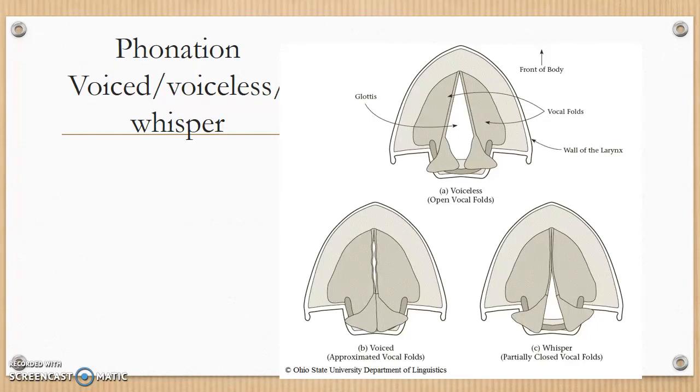So when we talk about consonant sounds in English, we're always going to note if it's voiceless, if your vocal folds are open, or if it's voiced, if your vocal folds are closed and they're vibrating. Vowels are always voiced. Any vowel you come across is always going to be a voiced sound. So consonant is the only time we talk about voiceless or voiced.